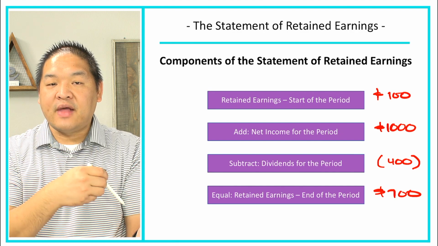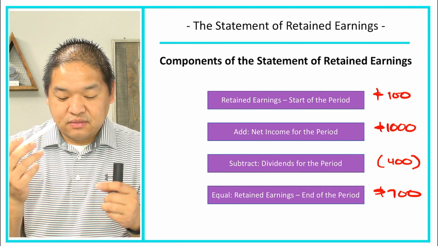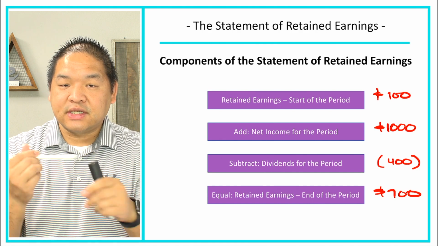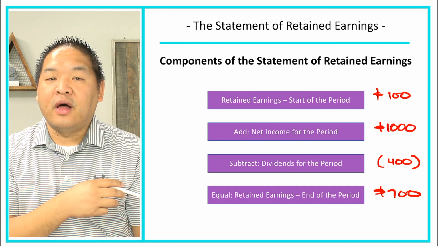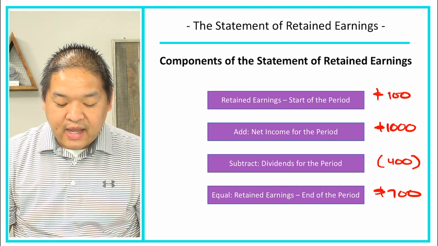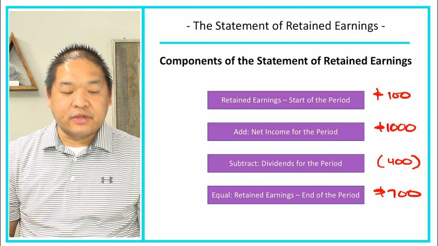That makes sense, right? From the last couple of slides ago, $1,000, $400 goes to shareholders, $600 stays with us. Well, that $600 stays with us, but what also stays with us? The $100 from before. So our ending retained earnings balance is $700.